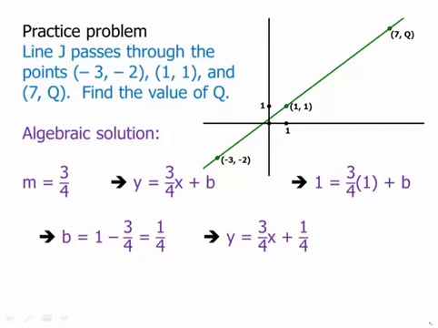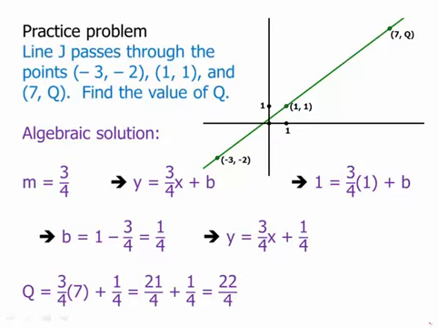Well, now I'm just going to plug in to find Q. I'm just going to plug in 7 for x, Q for y, multiply everything out, and what I get is 22 over 4. Of course, I can simplify that. That becomes 11/2. So that's one way to solve the problem. Again, that is a perfectly valid way to solve the problem. Incidentally, I can also write 11/2 as 5.5. Algebraic solution will always get you to an answer.